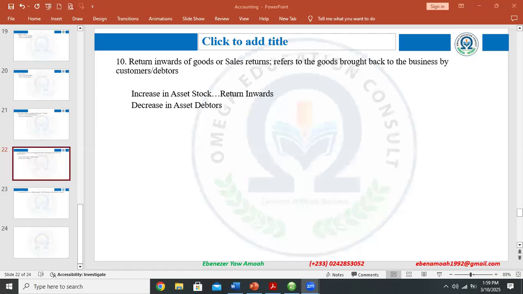So finally, on this return inwards and return outwards.